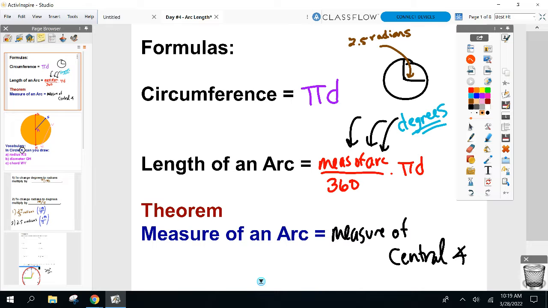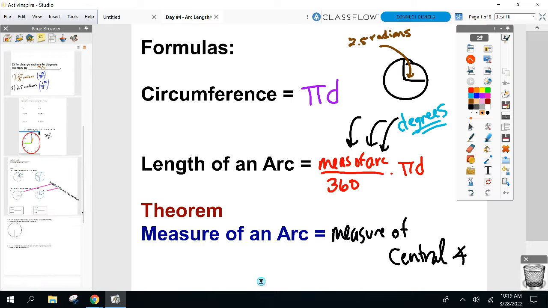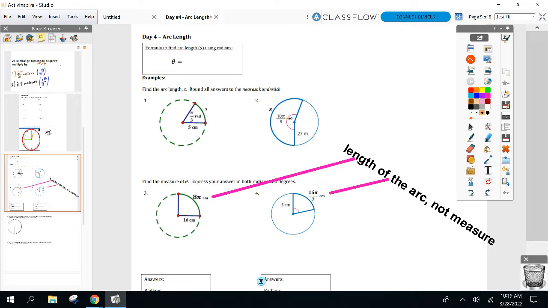So we need another formula that says, how do I find the length of an arc if I have radians now? And here's the formula that you probably saw in the video already. Theta equals S over R. Let me go through each piece right now. S, that's your arc length you're trying to find in most cases. R should be pretty familiar. That is radius length.